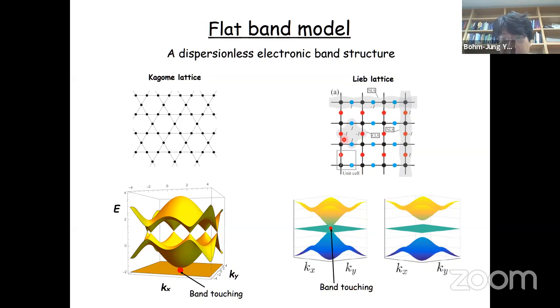Another example is the Lieb lattice shown here. If we consider nearest neighbor hopping, we see this band structure. In this case, the flat band crosses another Dirac-like dispersion at a single point. If we slightly modify the hopping amplitude, we get a gapped flat band, which is decoupled from the other bands. So we can often see flat bands in many lattice systems. In some cases the flat band appears as a decoupled, isolated flat band, but in some cases the flat band crosses another band at a single point.